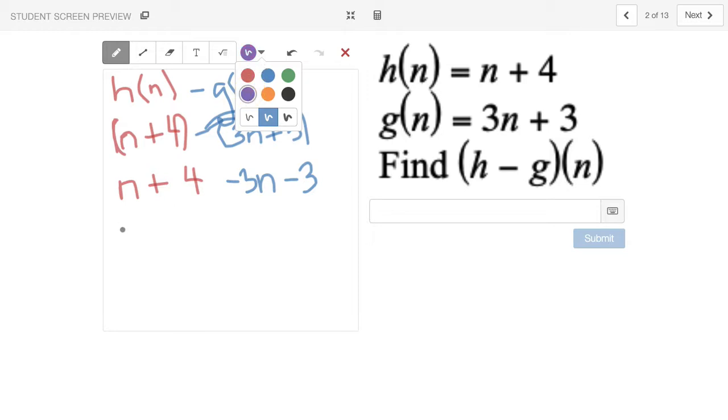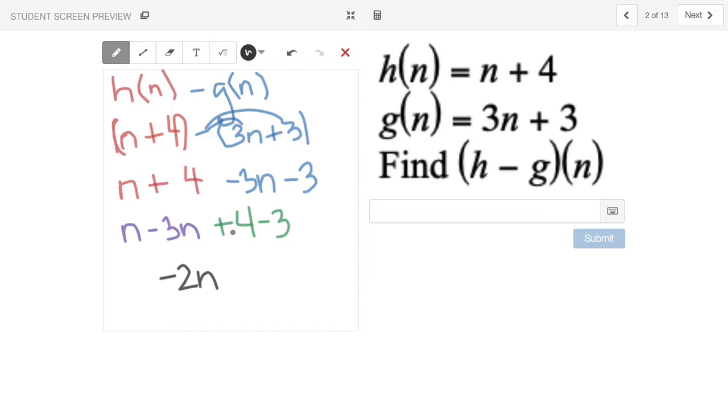So the like terms would be, we want to put n with negative 3n, and we want to put positive 4 with negative 3. And now that they're all lined up, we can find our answer. N minus 3n will be negative 2n, and positive 4 minus 3 will be positive 1. So my answer is negative 2n plus 1. Let's move to the next one.